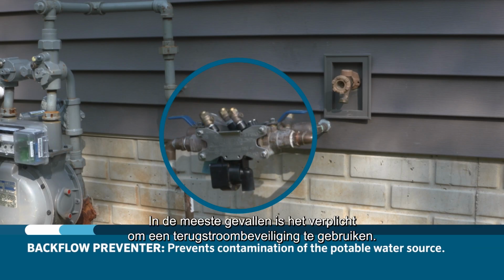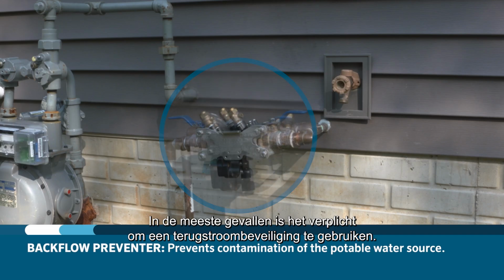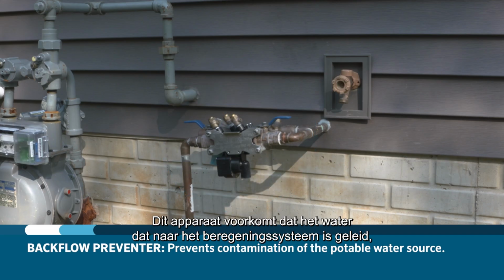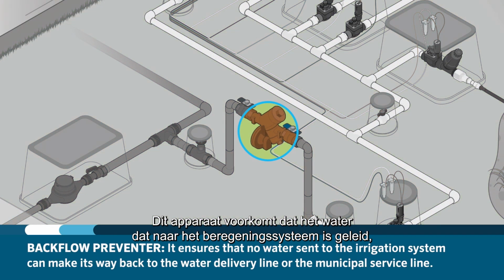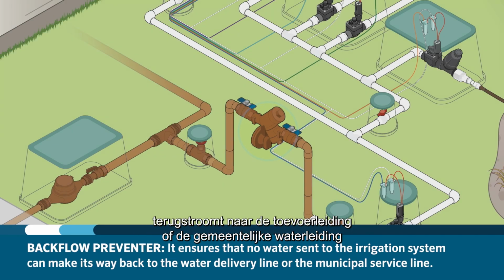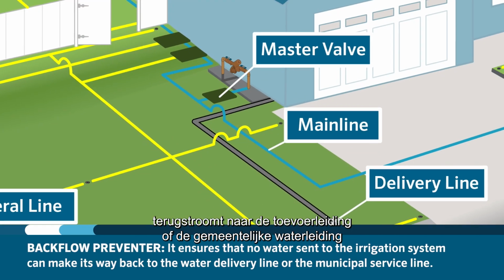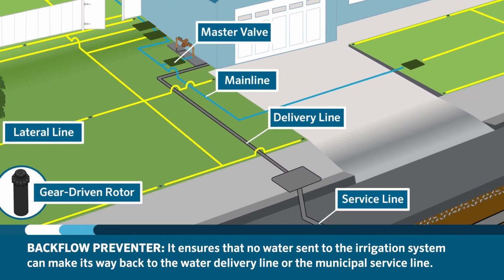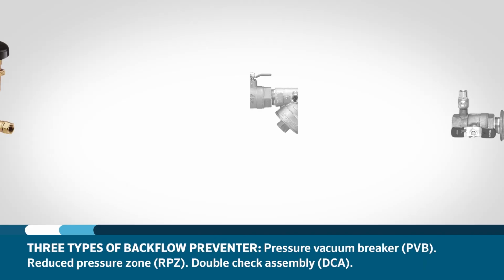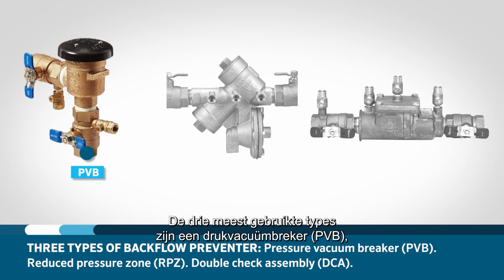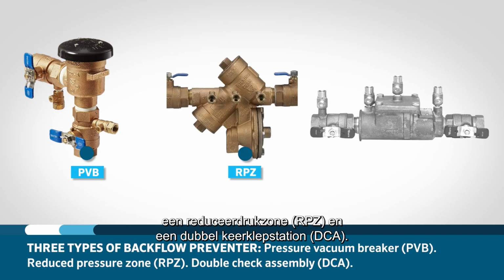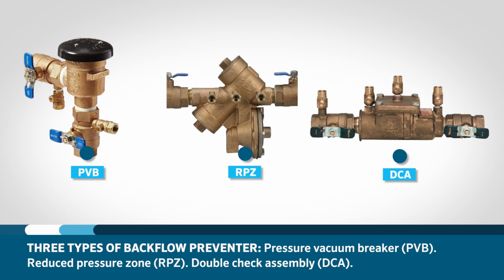Most cities require the use of a device known as a backflow preventer to prevent contamination of the potable water source by ensuring that no water that has been directed to the irrigation system can make its way back to the delivery line or municipal service line. The three most commonly used are a pressure vacuum breaker, or PVB, a reduced pressure zone, or RPZ, and a double check assembly, or DCA.